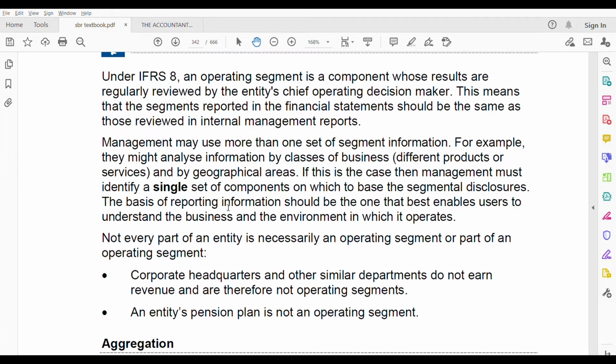That means, are you going by the geographical area? Are you going by the different product? How are you segmenting it? Whatever way you are segmenting it, it should be one way. You cannot say, okay, product also, service also, geographical areas also.